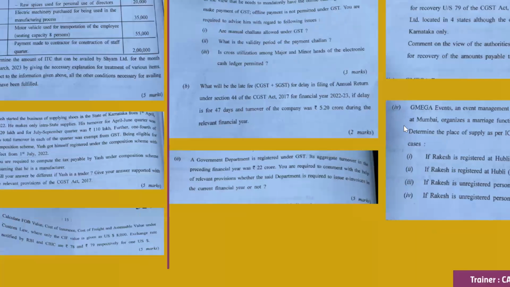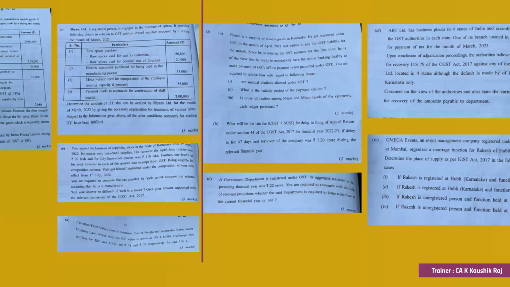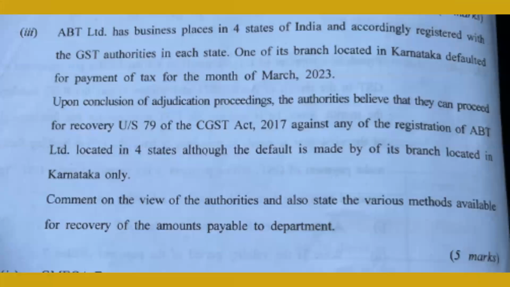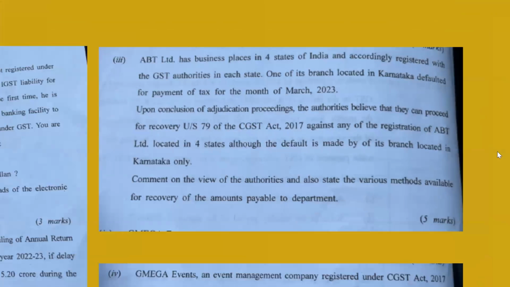Then moving on to the adjudication proceedings, they're asking about certain adjudication, some liability is not being paid, some default is there. If default is there, what happens? Whether they can take certain kinds of actions, whether they can proceed with certain proceedings and recoveries, whether or not that can be done is something that needs to be answered in this question for 5 marks.